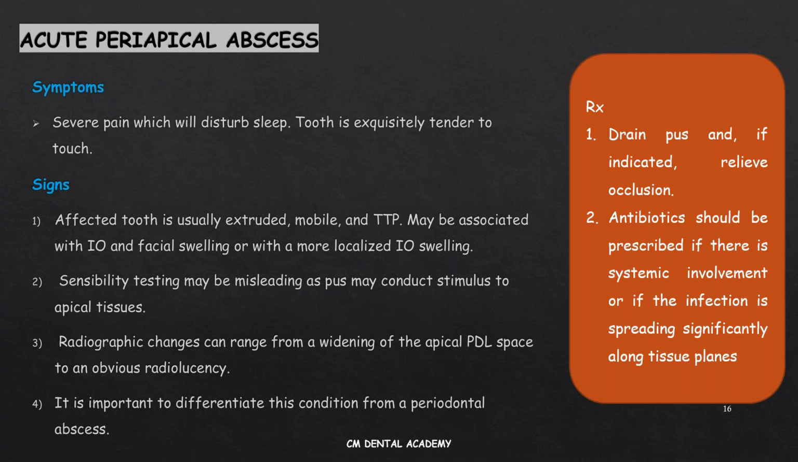After drainage has been achieved, it is preferable to prepare the canal and place a temporary dressing. Avoid open drainage if possible, and if necessary, for no more than around 24 hours. After this time, further bacterial contamination of the root canal makes subsequent RCT very difficult. If a fluctuant soft tissue swelling is present, it should be incised to achieve drainage. Antibiotics should be prescribed if there is systemic involvement or the infection is spreading significantly along the tissue planes.